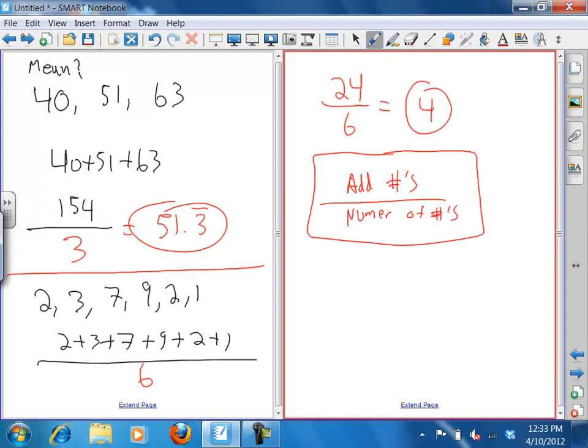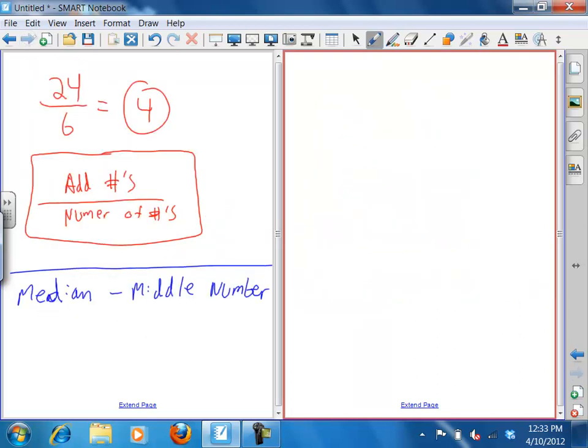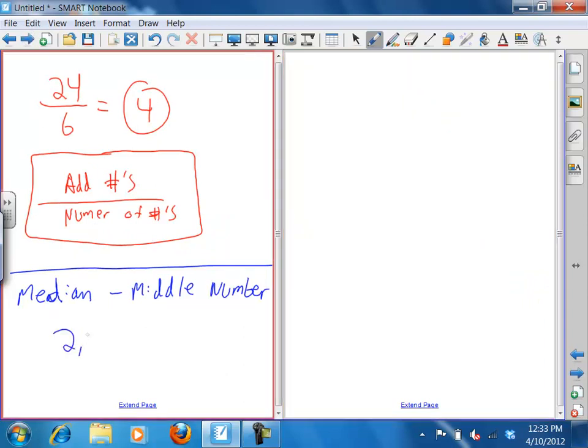Let's actually take these same numbers for median. So I'm going to do this with median. We'll go to blue. So now we're doing median. That's the middle number. Okay, so let's go ahead and try this with a similar set. We'll say 2, 3, 17, 1, and 4. Okay? Well, how are we going to find the middle number here?